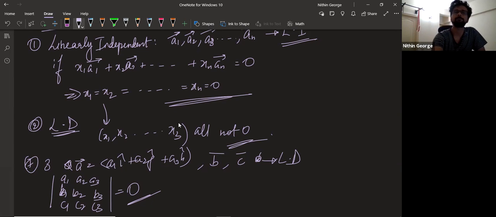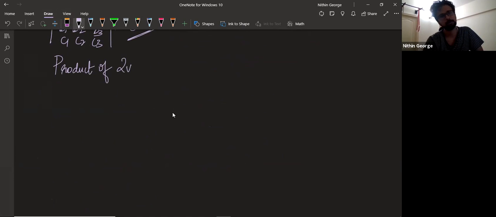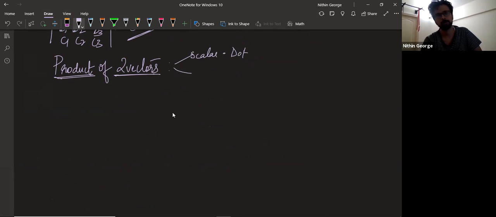Okay, so this much is clear to you. Next, product of two vectors. We know there are two types of product. One is scalar product, commonly known as dot product. The other is vector product, commonly known as cross product.